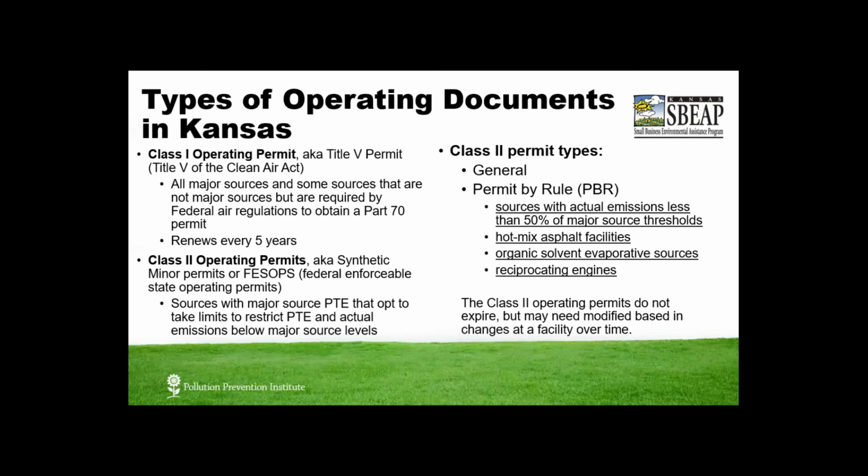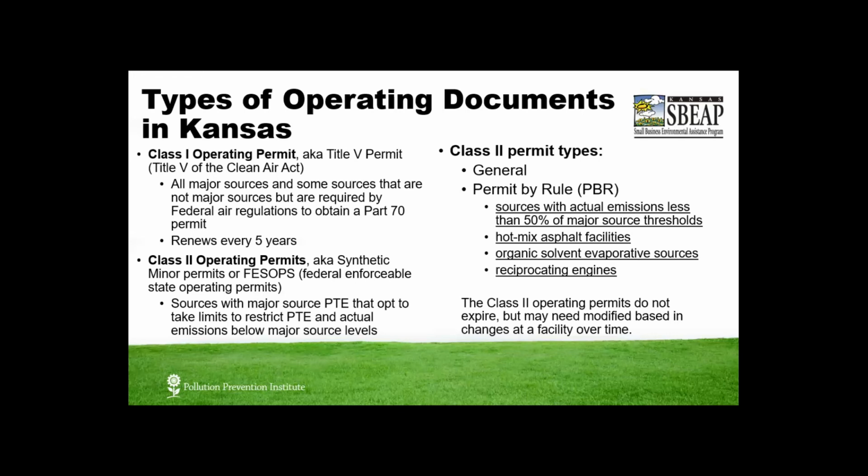Class 2 operating permits are for sources whose PTE is major, but whose actual emissions fall below major source levels. Actual emissions may be below major source levels for various reasons, such as air emission control devices, restrictions on operations, hours of operation, or a bottleneck in a process.